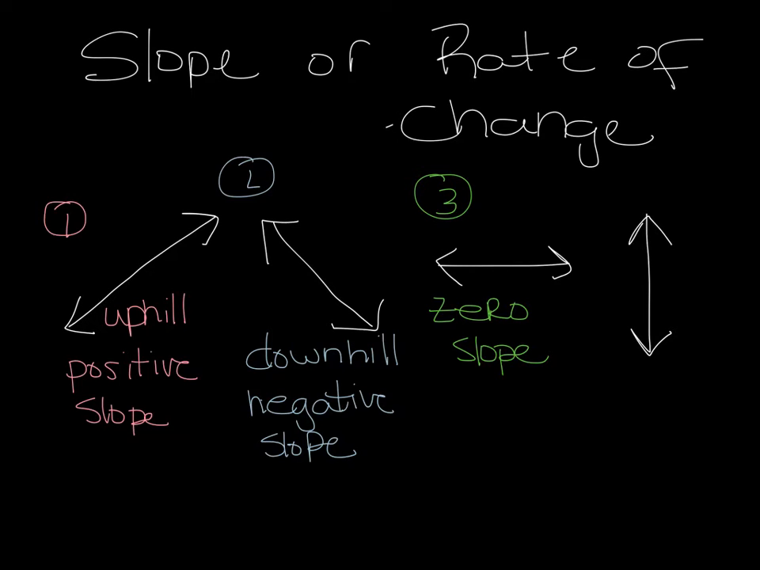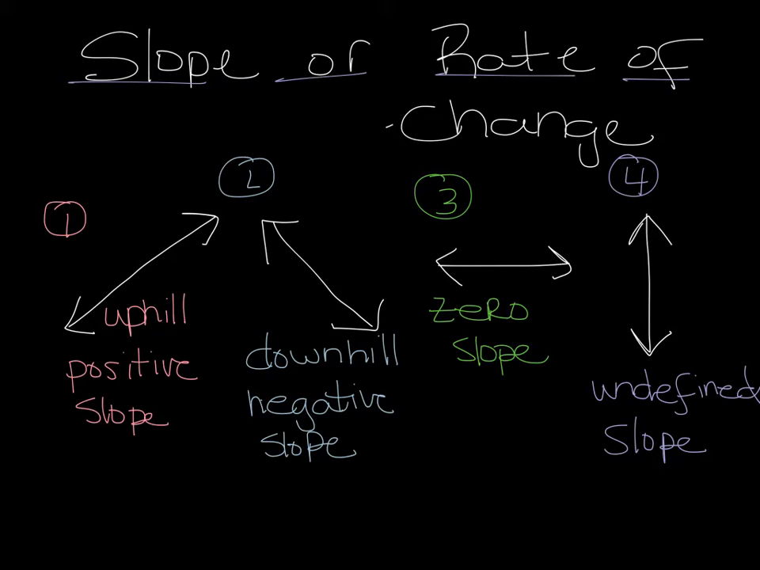And then lastly, a vertical line that's going up and down is said to have an undefined slope. Now, some teachers mistakenly say this last one has no slope, but that is not true. If you were taught last year that it has no slope, that is incorrect. We will call it undefined slope.